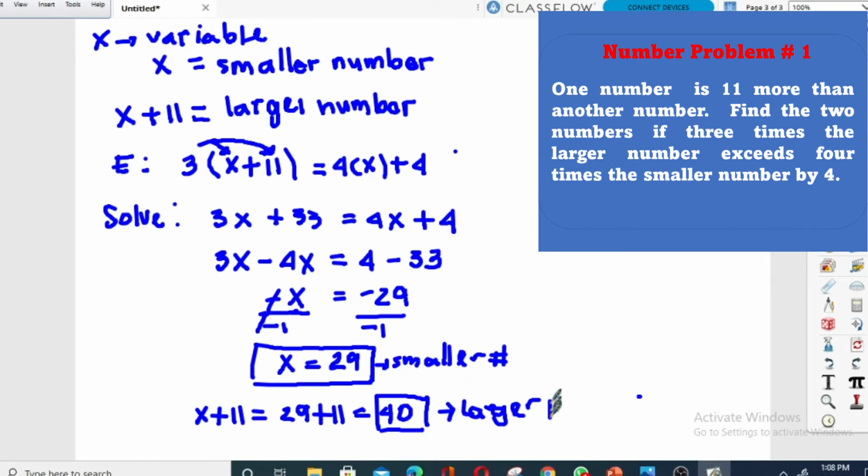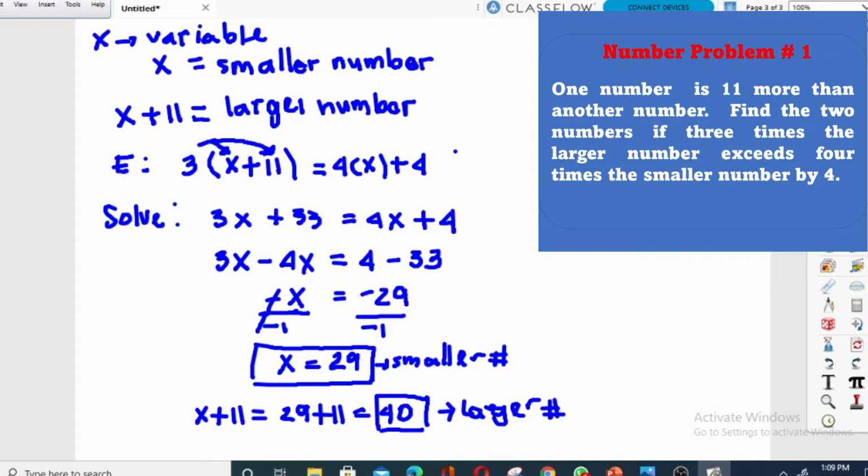Larger number. Okay? So that's the tip or clue number 1. Assign a particular name that is related or associated with the given problem, and then assign a variable. And then, assigning a variable, you should read the problem.